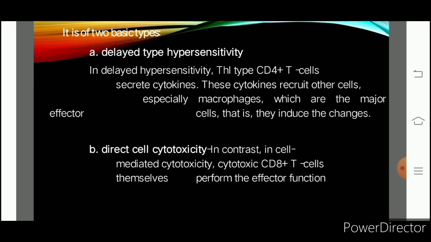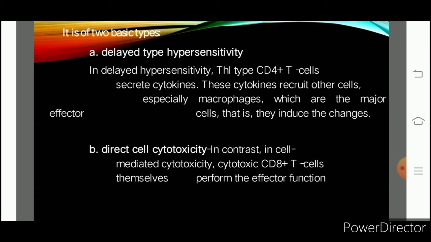So, in delayed type hypersensitivity, Th1 type CD4 plus T cells secrete cytokines. These cytokines recruit other cells, especially macrophages, which are the major effector cells. That is, they induce the changes. So Th1 type CD4 plus T cells produce cytokines in delayed hypersensitivity. These cytokines attract other cells, particularly macrophages, which are the main effector cells or cells that cause changes.